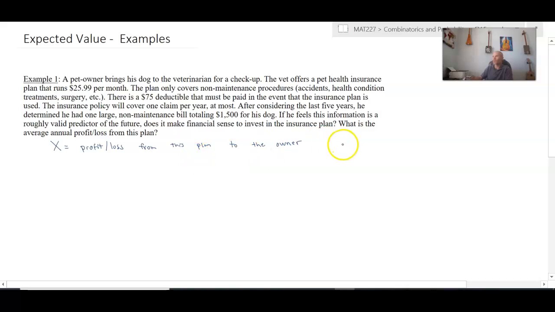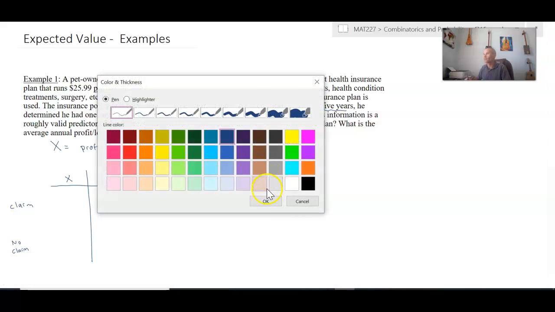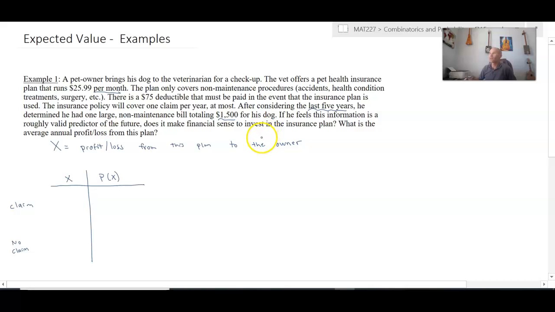So let's look at the values of x. Notice that we haven't listed them out here because we need to do some calculation. And we mentioned that there are two possible outcomes. There's the outcome where he does file a claim and where he does not file a claim. Let's look at the situation where he files no claim first. So in terms of what profit or loss he'll make from the plan, first of all, this is a monthly rate, and our unit of time is over a 5-year period. So if we think about the fact that we want an annual profit or loss from this plan, we should get everything into 1 year at a time.